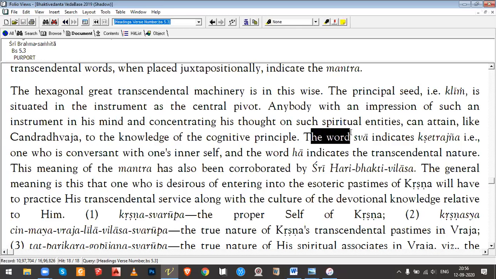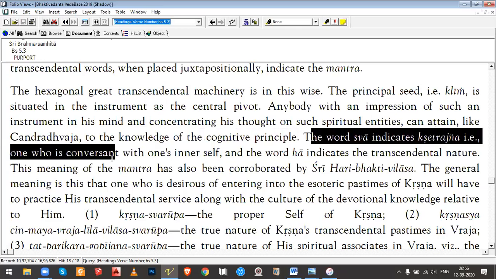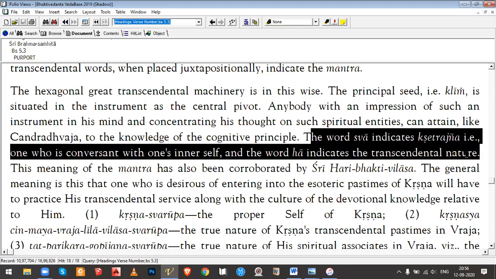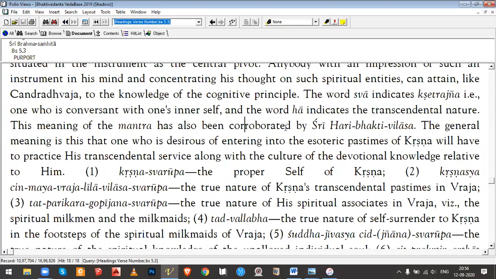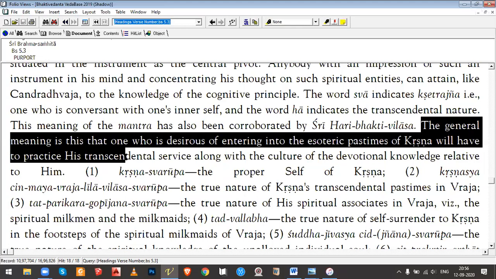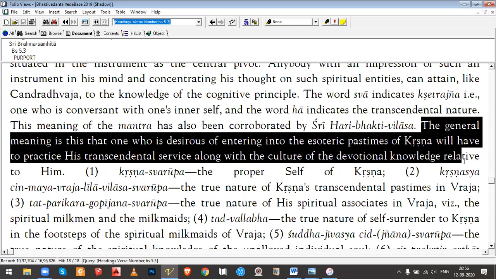The word swa indicates kshetragya, one who is conversant with one's inner self. And the word ha indicates the transcendental nature. So finally, when you meditate on this mantra, chanting the mantra and worshipping the mantra in the diagram as a yantra also, it reveals the knowledge of the self. It reveals one's swarupa. That's what is said here. This meaning of the mantra has also been corroborated by Sri Hari Bhakti Vilasa. The general meaning is this, that one who is desirous of entering into the esoteric pastimes of Krishna will have to practice his transcendental service along with the culture of devotional knowledge relative to him.